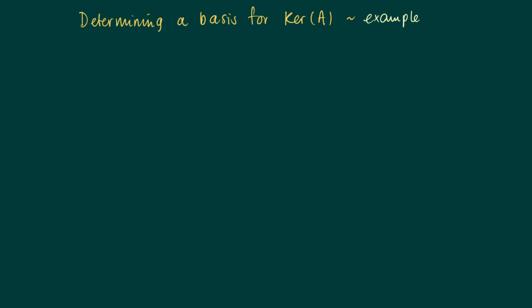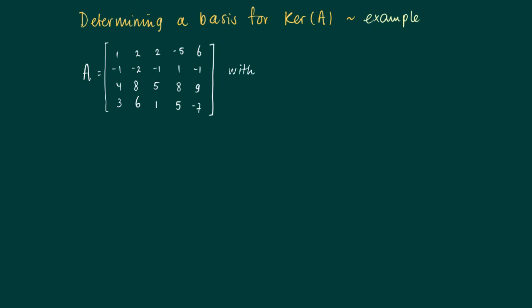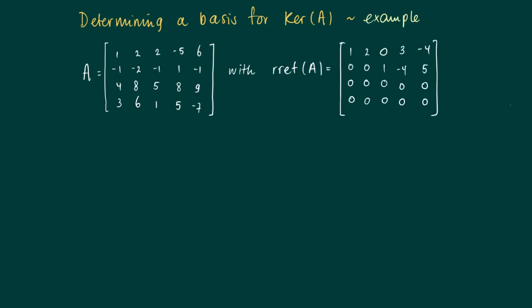We will now determine the basis for the kernel of some matrix A. Consider the following matrix, which is a 4 times 5 matrix. And suppose that we already did some preparations and that we know that the reduced row echelon form of A is the following.